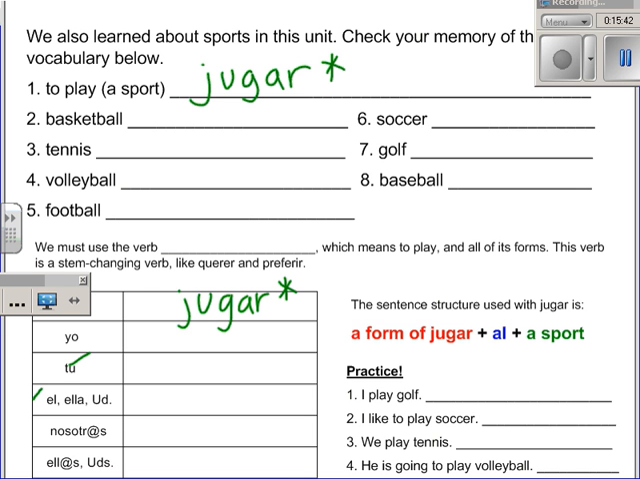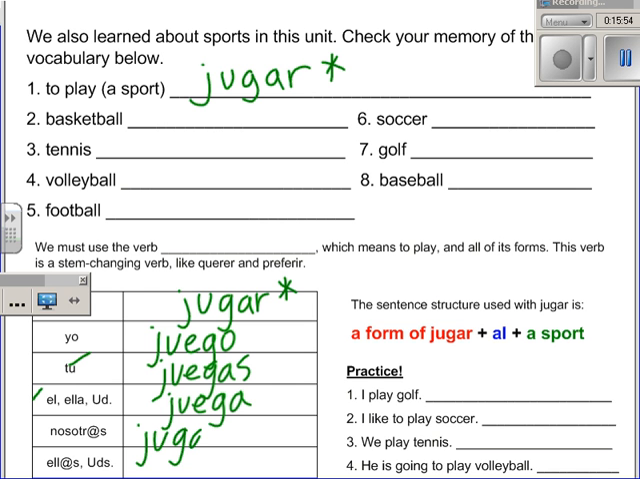So here we see that the forms of this are yo juego, tú juegas, usted juega, nosotros jugamos. Remembering that stem changers stay regular with the regular stem in the nosotros form, and ellos and ustedes juegan. Okay. Now, we use this verb, jugar, and its forms in order to talk about sports.